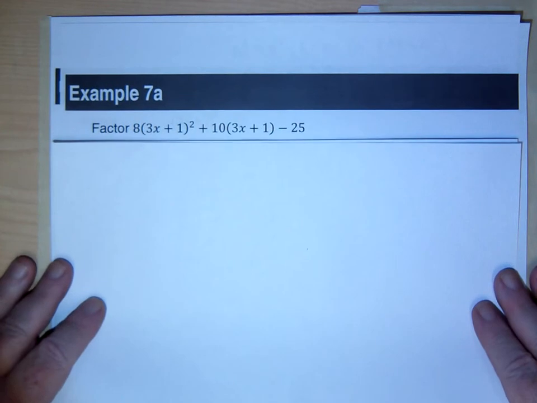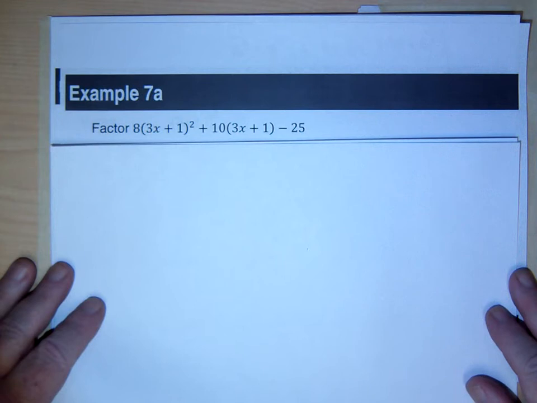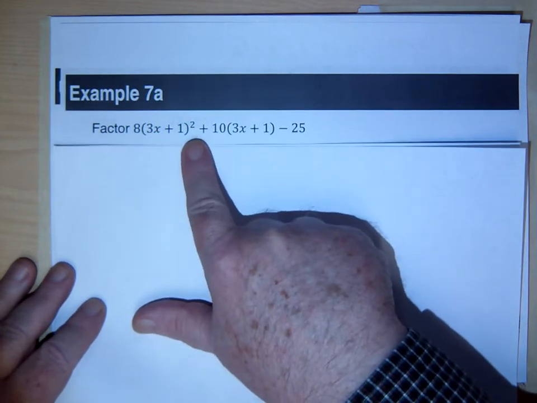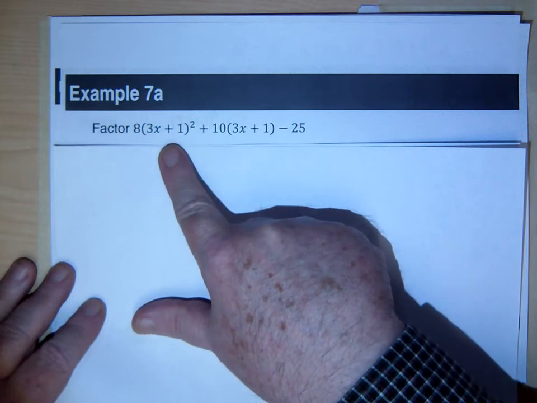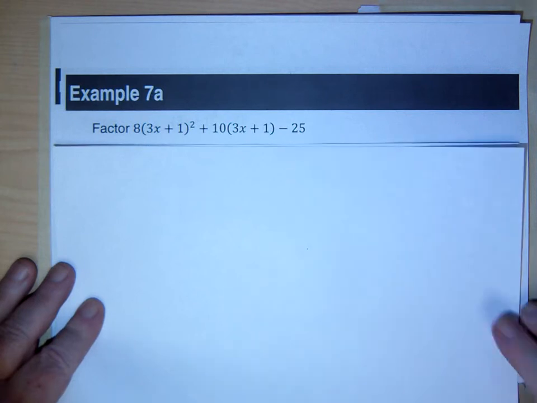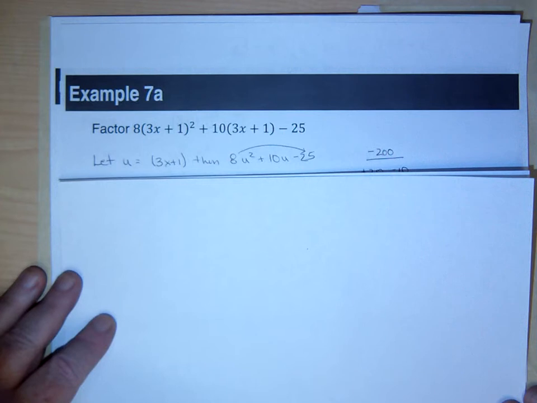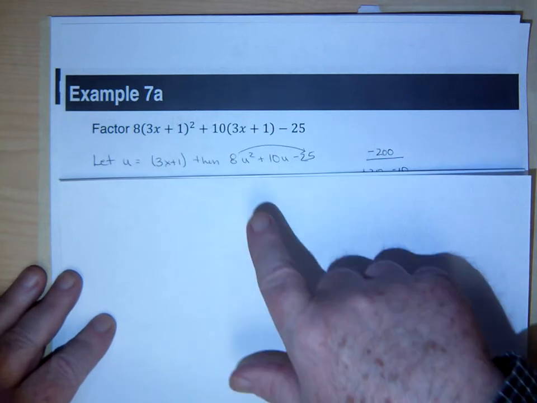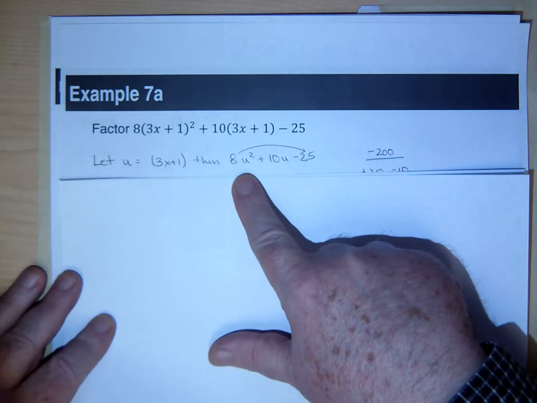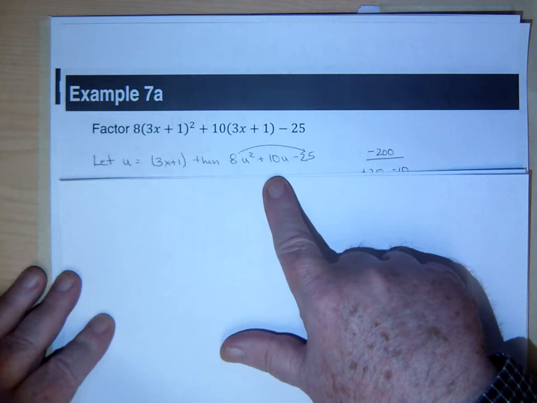Sometimes you use a concept called u substitution. This is used often in calculus. If I observe this factoring problem, I realize that I have something being squared plus something to the first power plus something to the 0 power. That motivates a substitution of saying, let's let u equal 3x plus 1. Then, if I substitute u everywhere I see 3x plus 1, I will have 8u squared plus 10u minus 25. This trinomial I can factor.